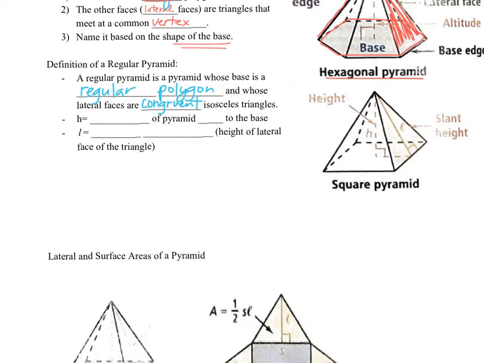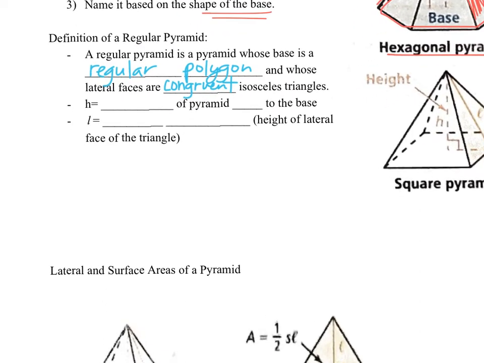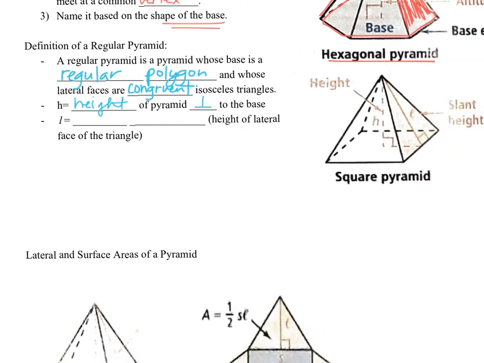Okay. In pyramids, when you see H, that will be the height of the pyramid. That is perpendicular to the base. So if you look at this picture here, my base is a square. This being perpendicular to the square is my height. Whereas, and this is the one that often people will confuse with a height, the L is a slant height. And the slant height is the height of one of your lateral faces.